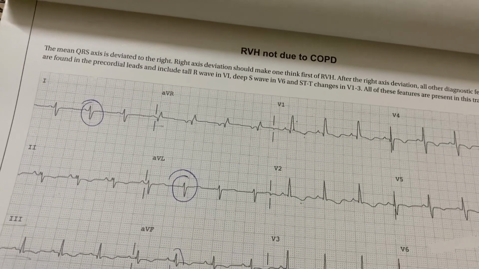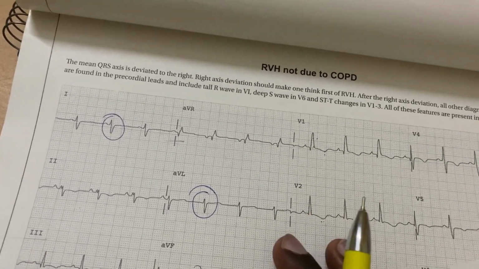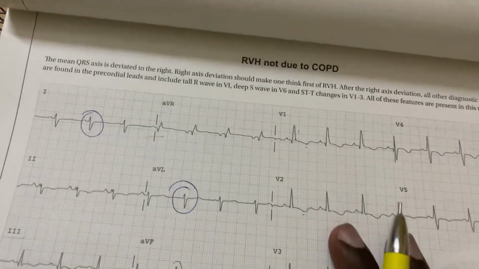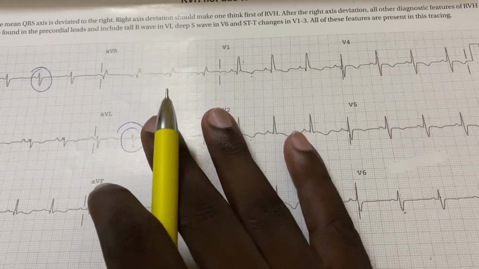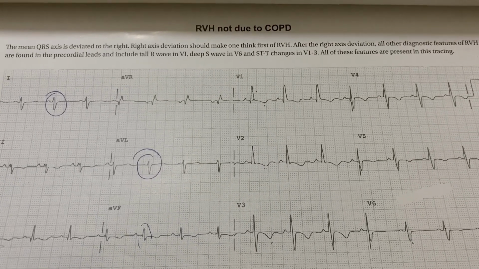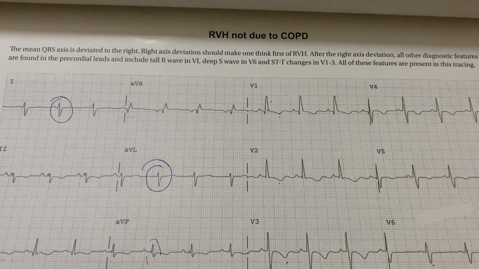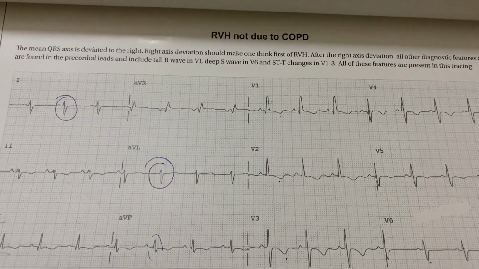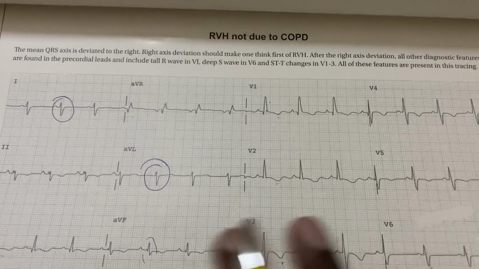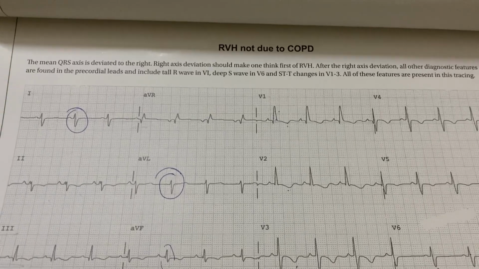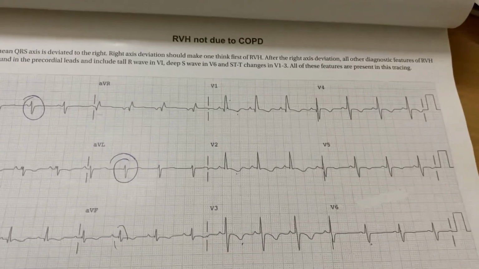Maybe the strategy to interpret an ECG: you have to find the rhythm first. Then next is heart rate. Rhythm, heart rate, and then look at the axis, and then the morphology of the waves depending on the clinical presentation of the patient.